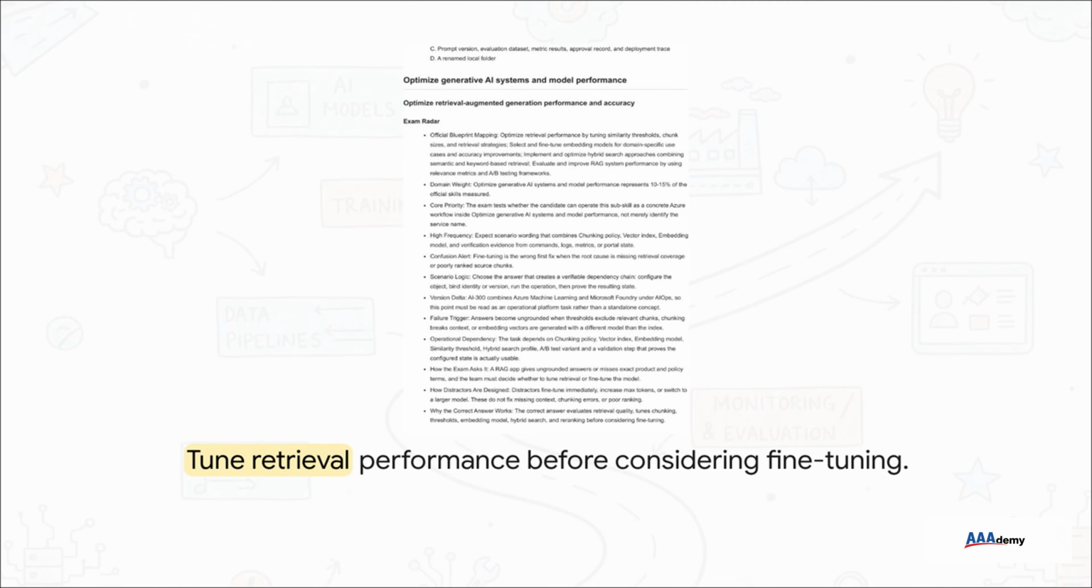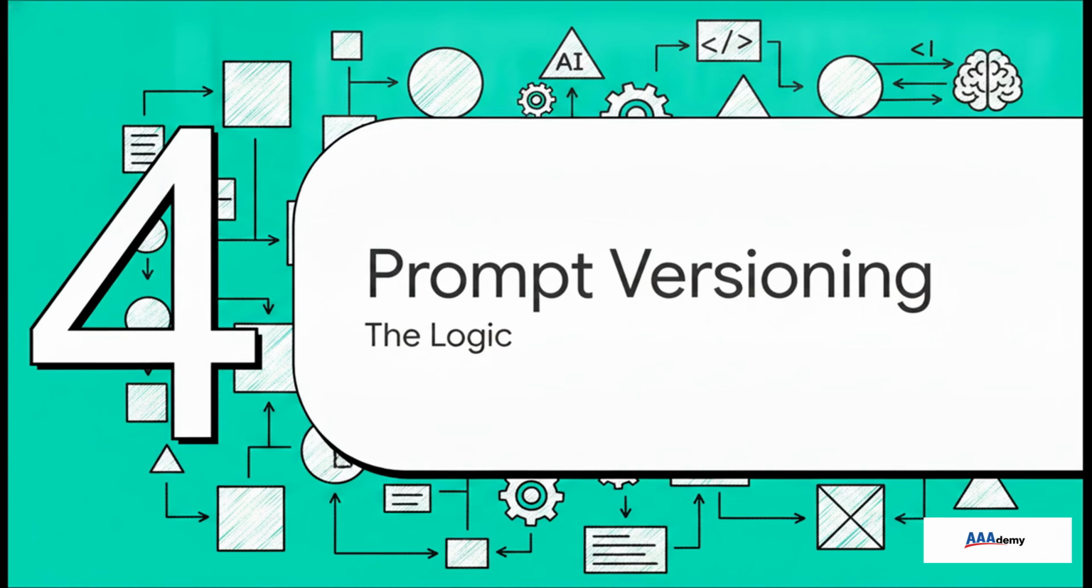You absolutely have to establish a baseline to evaluate retrieval quality first. You tune your chunking, you experiment with embedding models and hybrid search, and then you measure the relevance. Only when that entire pipeline is humming perfectly and you still have behavioral gaps do you finally bring in fine-tuning datasets. Next up is Section 4, Prompt Versioning with Git, the logic.